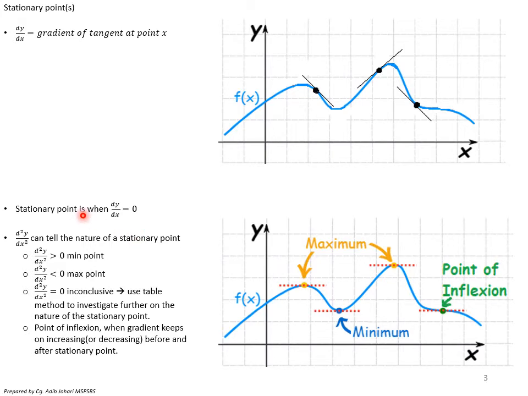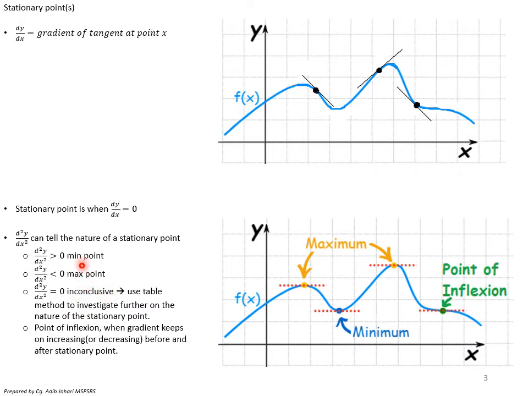Okay, so how can we tell the nature of the stationary point? You can find the nature by finding the second differentiation. You have to differentiate a second time. If it's greater than 0, or positive, then you have a minimum point. If it's less than 0, or negative, you're gonna have a maximum point. Sometimes you'll get 0, which means inconclusive, which means we cannot tell whether it's a minimum or maximum.